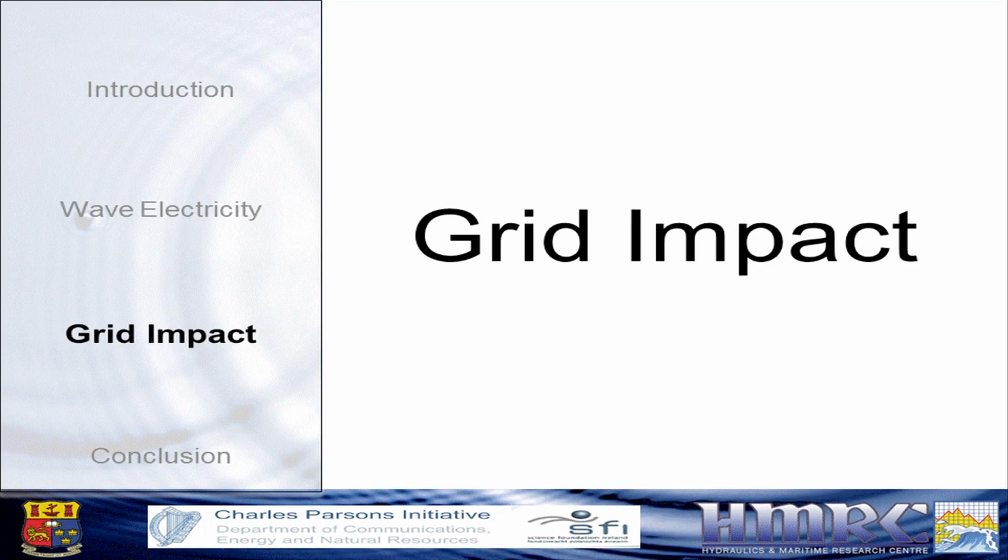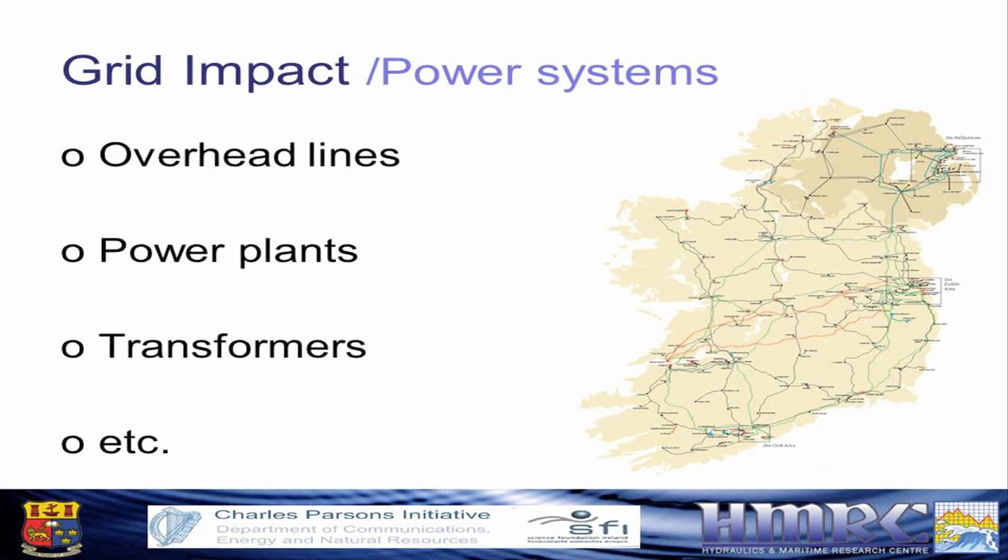Okay, so we know now how to create electricity out of waves. What its impact might be on the grid. So first of all, a big recall. When we talk about grid or power system, they include overhead lines. I mean, that's obvious, but they also include power plants, transformers, and anything you may need to operate or to regulate the network.